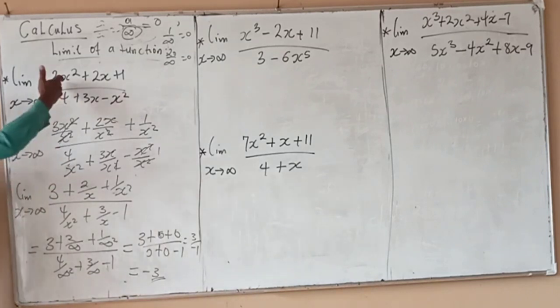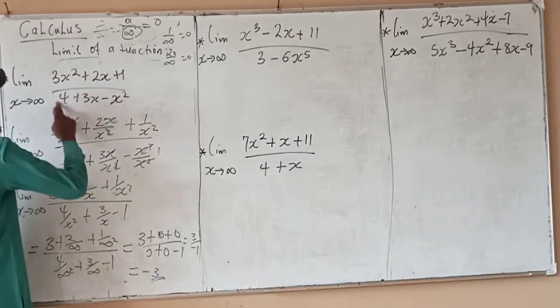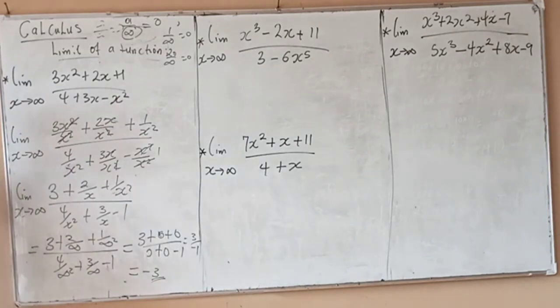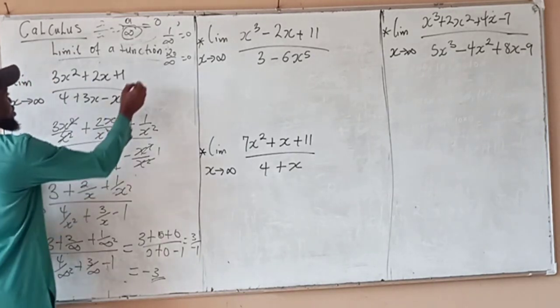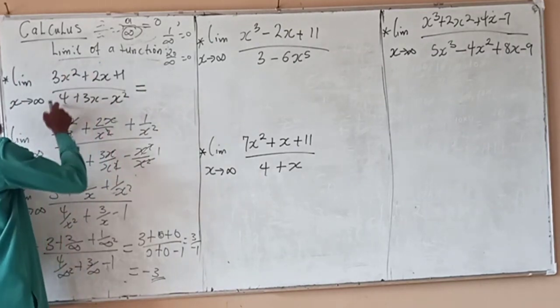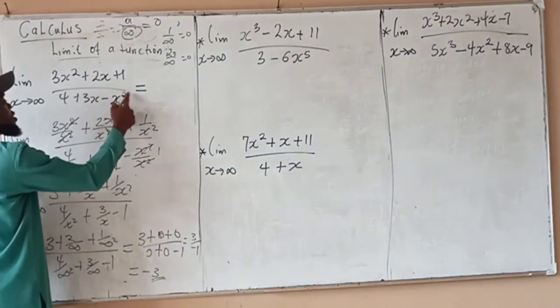Check if both sides have the same highest power of s. The highest power is s squared. The highest power is 2, so that one is beautiful. Now, if both sides don't have the same power of x, I'll show you how to get the answer as well. If both sides have the same power of x, you pick the highest power of x in the denominator, which is s squared.